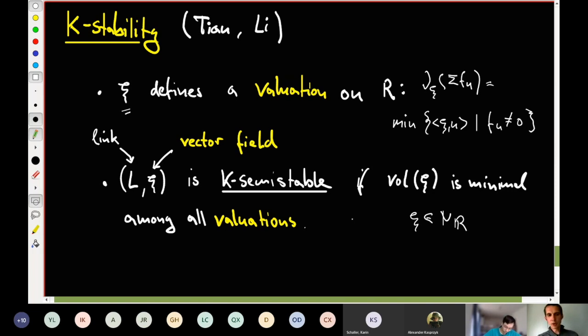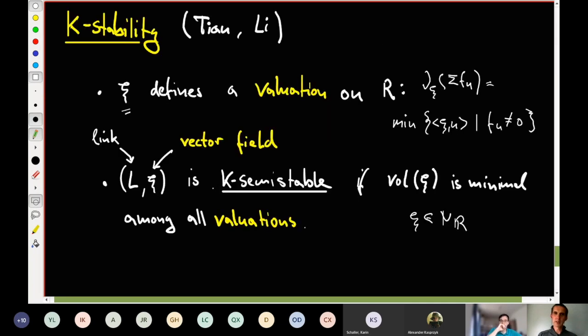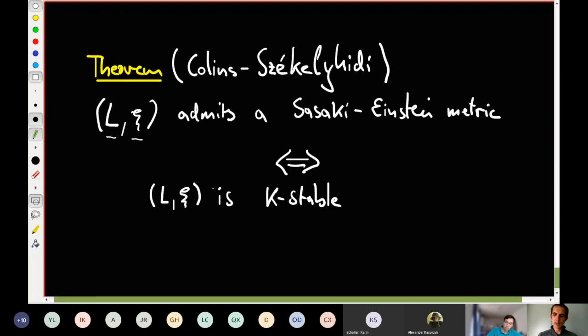And this notion of k-stability turns out to be the correct generalization of the observation of Martelli, Sparks, and Yau. Namely, the theorem here by Collins and Székelyhidi tells us that, again, we find a Sasaki-Einstein metric on our link, which is compatible with the vector field psi, if and only if this pair is k-stable. And here I'm cheating a little bit. I only told you what k-semistability is. We have to strengthen this a little bit to get k-stability.